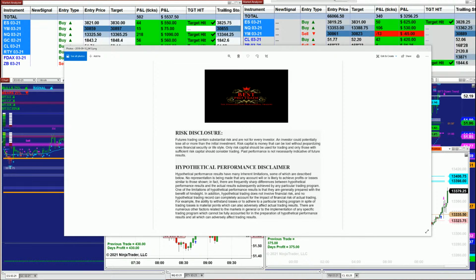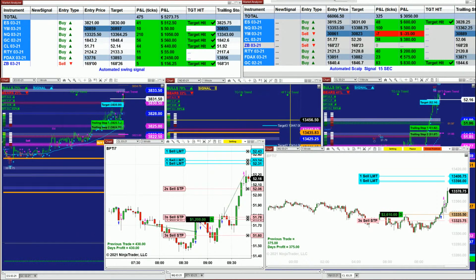Before we start, we have a disclosure. Please be aware of the risk in future trading. We strongly recommend to stay on a sim as long as needed before you go live. There is a high risk in trading.